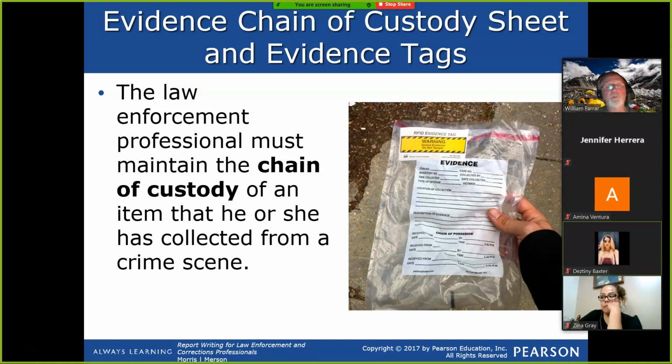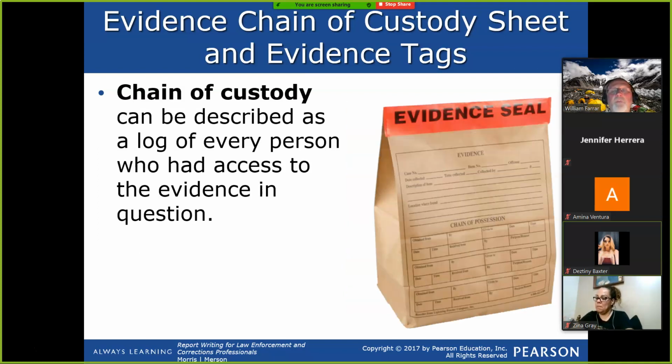For law enforcement, it's super important that we maintain what we call chain of custody. We learned this towards the beginning of the semester, of an item that you collect from a crime scene. And depending upon what type of evidence bag you're going to put it in, it's still going to have this little thing you can see down here, chain of possession. Who picked it up? Who booked it? Did someone check it out and take it to court? Did it go to the lab? It's all important that we maintain this accuracy when it comes to chain of custody.